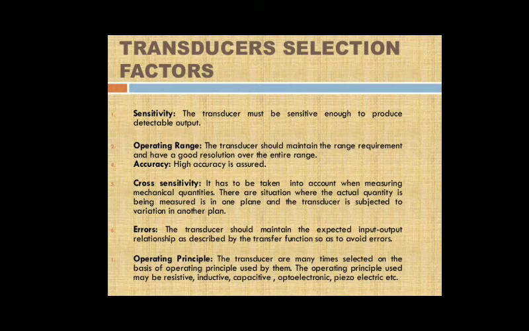Errors. We have to select a transducer with the minimum amount of error, because practically nothing is error free. When the factor that is being measured is converted to another form of energy, there must be error, and when denoting that equivalent energy, we have to keep in mind the amount of error that the transducer contains. Operating principle. A transducer is selected on the basis of operating principle. For example, some work on the variation of resistance, some on inductance, some on capacitance, etc.